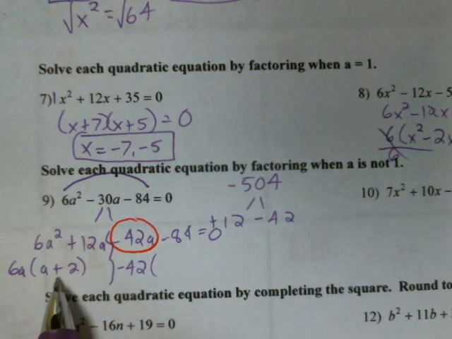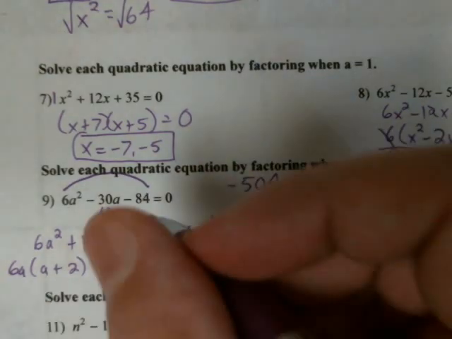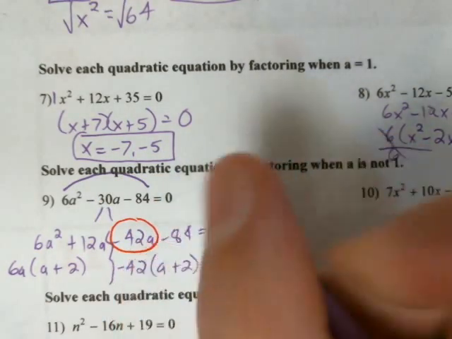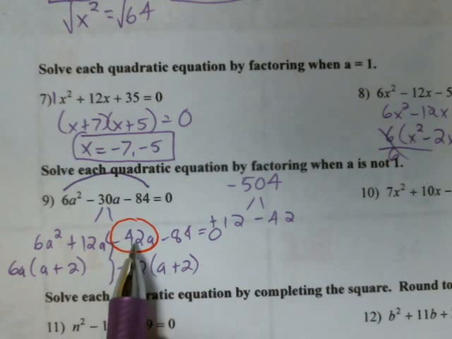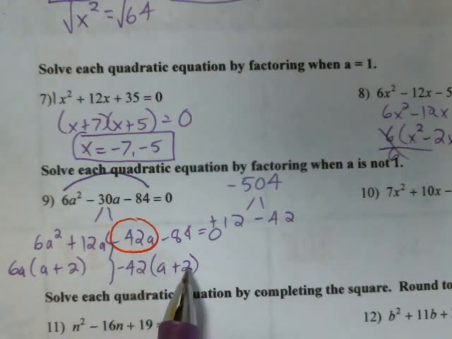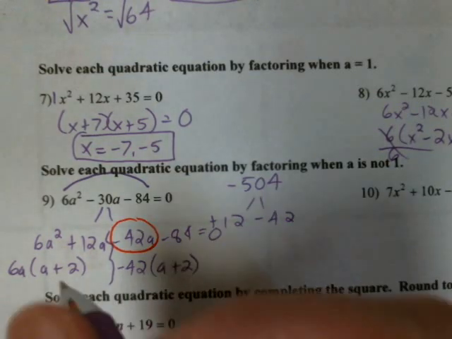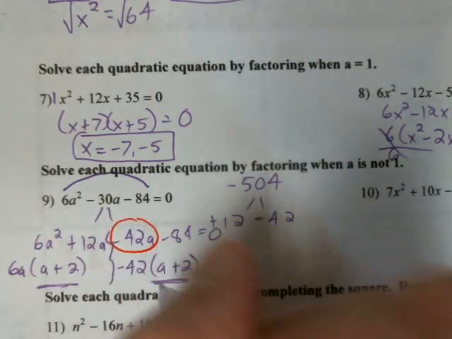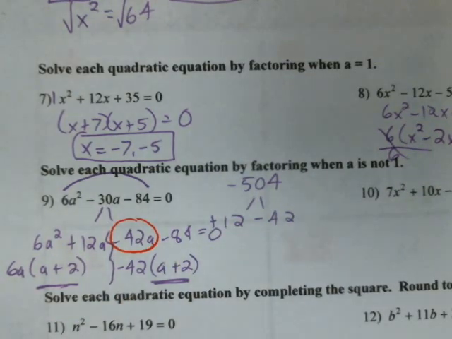That better leave me with what? It's got to match this other binomial. So a plus 2, let's just check that. Negative 42 times a, yeah, that's negative 42a. Negative 42 times 2, yeah, that's negative 84. These guys have to match. If they don't match, guys, do not pass go. Do not collect $200. You've done something wrong.